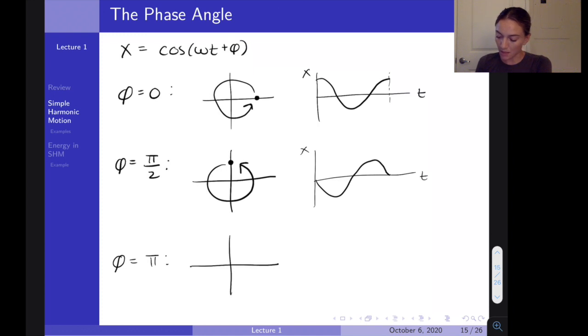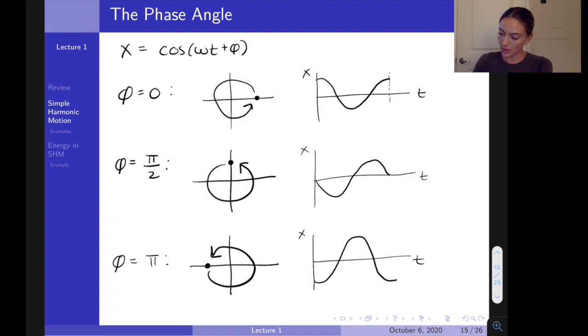Well, then that means that my cycle, my rotation here, is starting on the negative x-axis, and then I'm going around this way, right? So now if I wanted to plot the x component of the position, it would be shifted by pi compared to the first. So that means it would look like that, right? So now it's shifted by pi compared to that first graph where there was no phase angle.